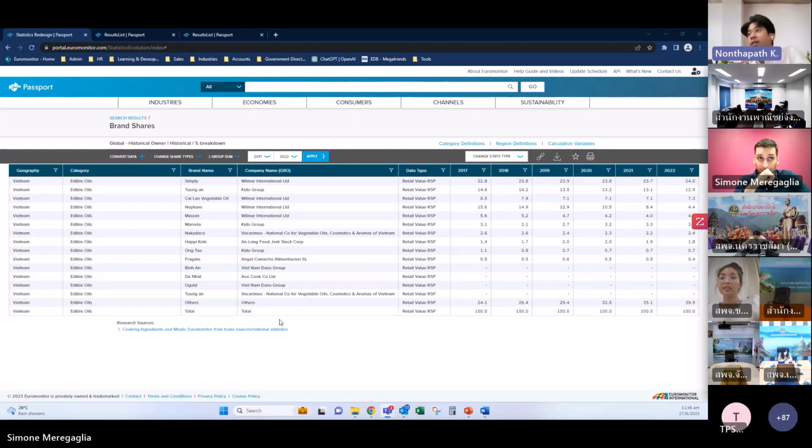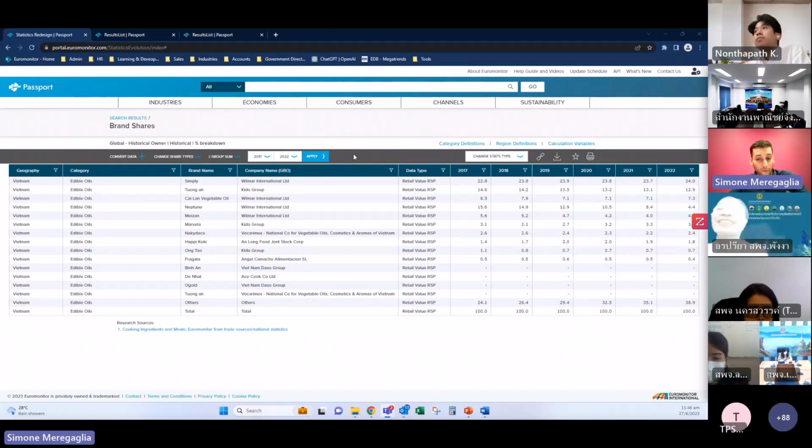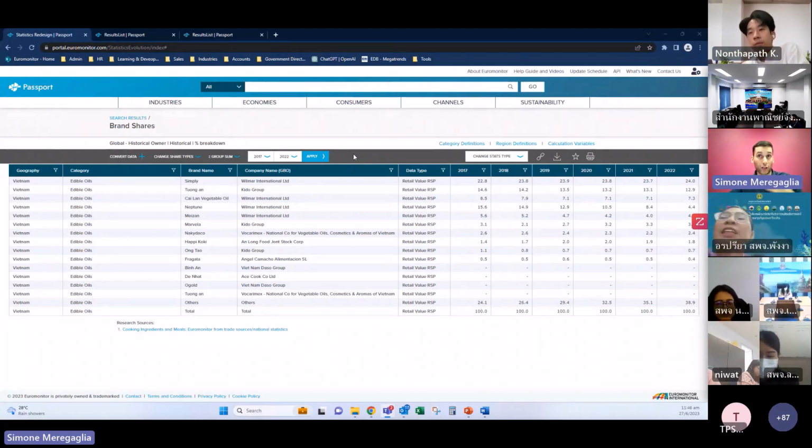Yeah. And another thing is in Passport, if you have questions, you can always ask me. But I just want to point you to some resources. If you don't really understand what the categories are, what is included in edible oils, you can click on category definitions. If you want to see the research sources that we consulted in order to come up with this data, you can click here and it will give you the list of resources. So it's an interactive database. Whenever you want to find out more, there are links around for you to find out more information.